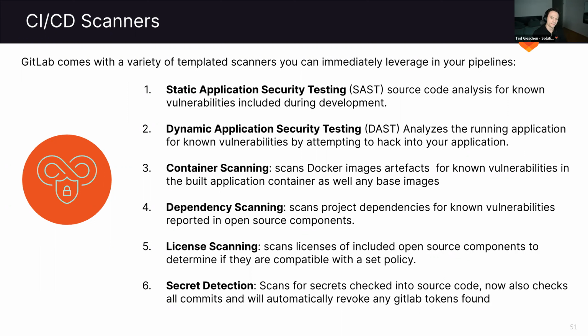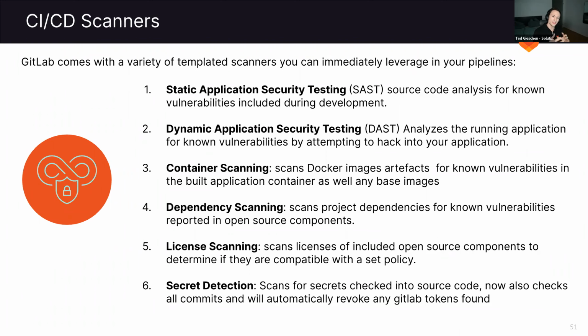We also have dependency scanning, which will look at vulnerabilities within any of the open source components that you use, and license scanning, which will look for the licenses of those open source components that you use and see if they're compliant with your set policies. The last example we have here is secret detection. The idea here is that we're looking for secrets that were unintentionally committed into your source code. And GitLab will also revoke any GitLab tokens that were found. And again, the idea here is that you can mix and match and use any of these templates within your custom CI/CD pipeline.